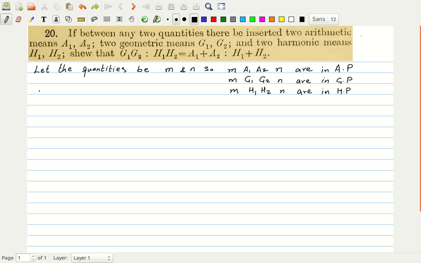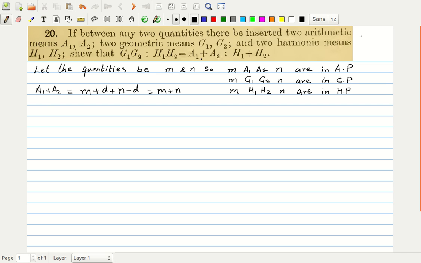So first we have to find a1 plus a2. Now a1 can be written as m plus some common difference d. And a2 can be written as n minus d, and therefore you will get a1 plus a2 will be equal to m plus n, right?